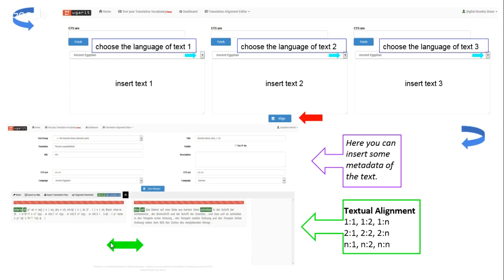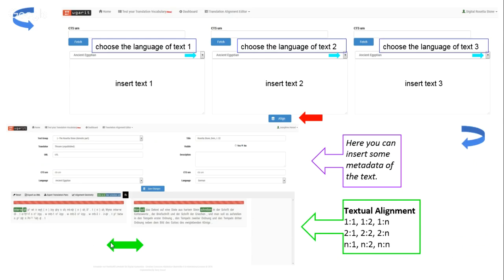This is the Translation Alignment Editor. Ugarit offers the possibility to align up to 3 languages. The user only has to insert his text and choose the languages. After Align, the user's work gets started.